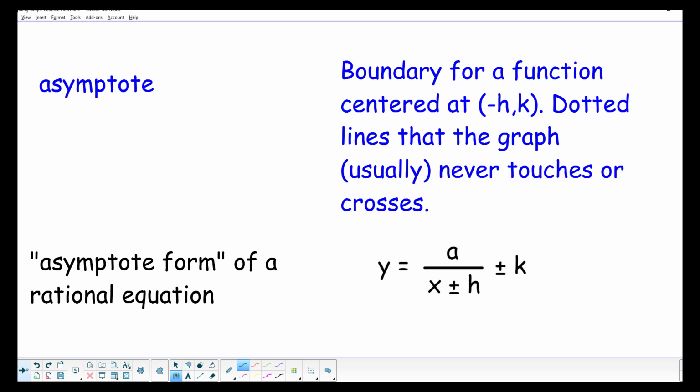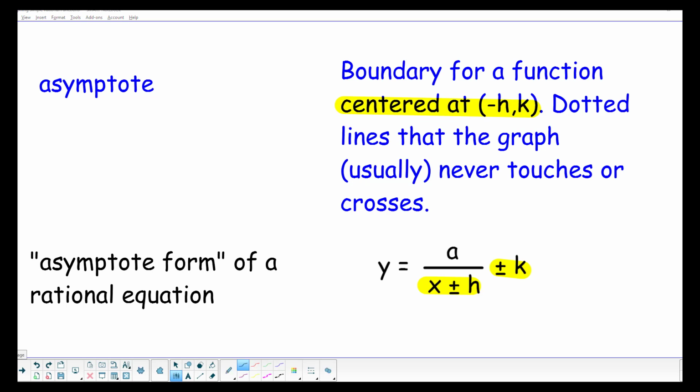And the nice thing about these asymptotes is we can see where they are when we see what the form of our equation is going to be. So, we have the asymptote form of a rational equation, and that's given to us right here. We have y equals a, which again is like our vertical stretch. We have x plus or minus h, and plus or minus k. And why those values are important, just like before, they tell us about transformations, they're also going to tell us where exactly the center of our asymptotes are going to be. Okay?